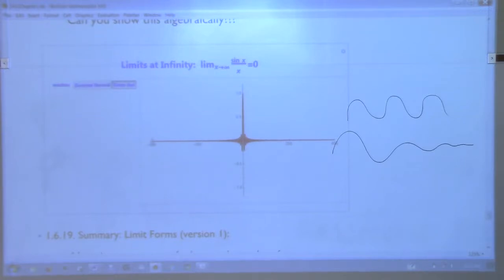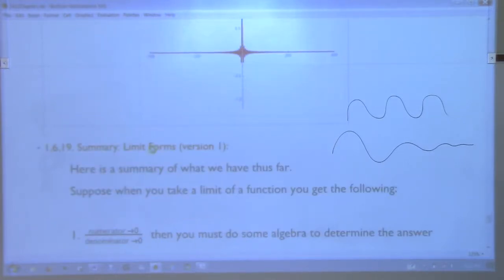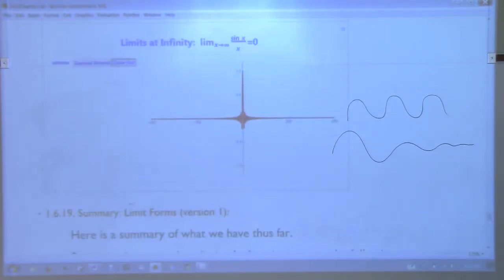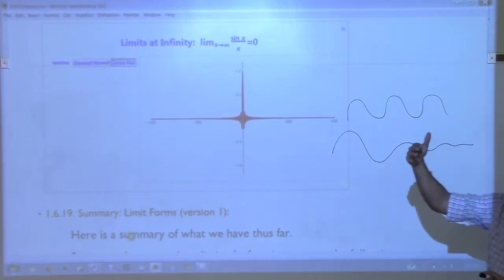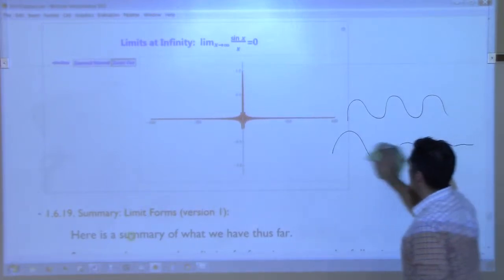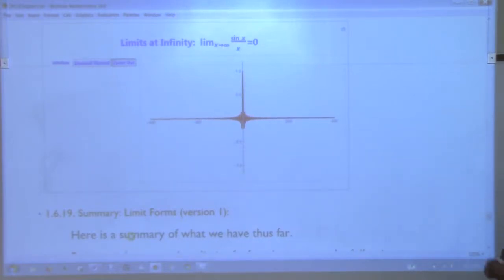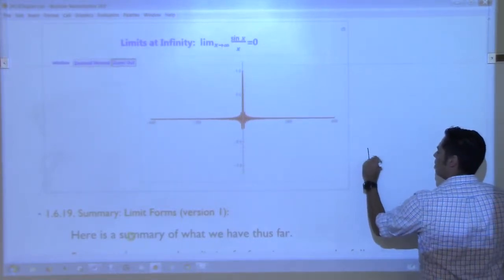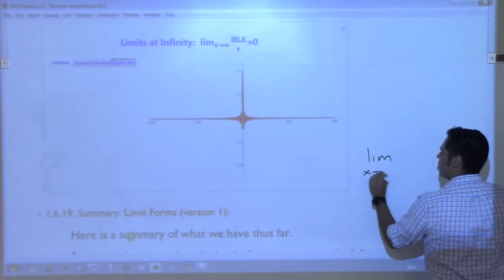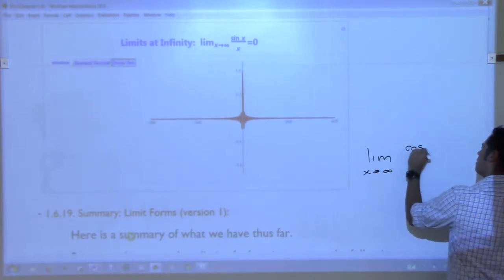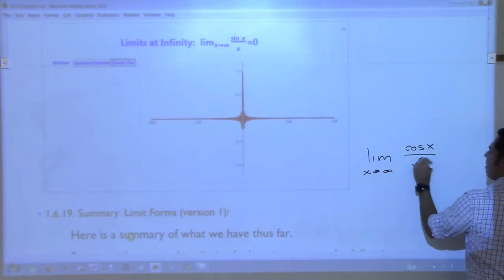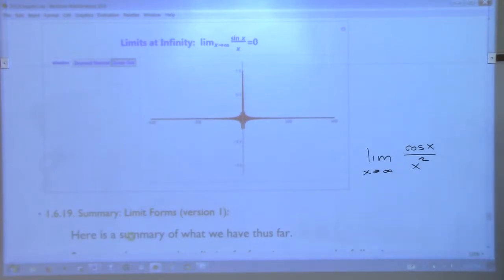All right. So we were able to find the answer to that because we knew that the numerator was bounded over something that was becoming infinite, and therefore the answer was 0. Could we do the same thing with cosine? What would be the limit as x goes to infinity of cosine x over x squared? What's that limit? So the numerator is bounded, yes?